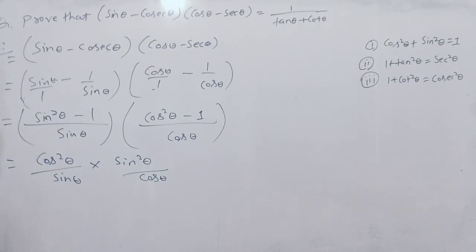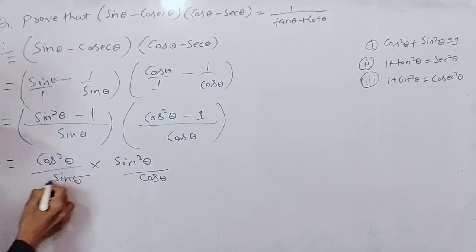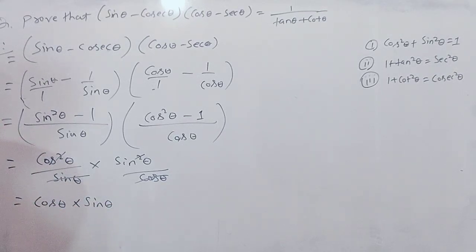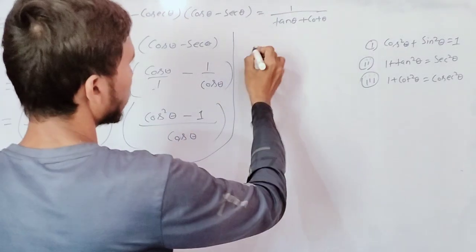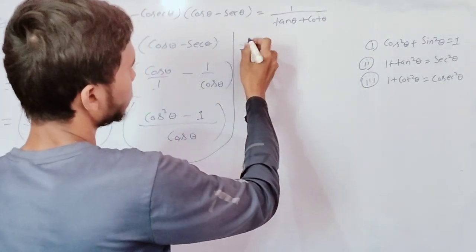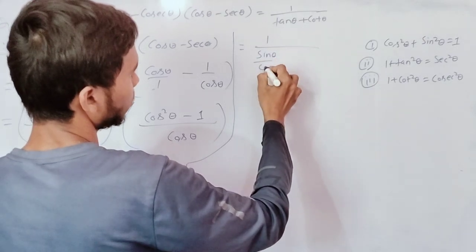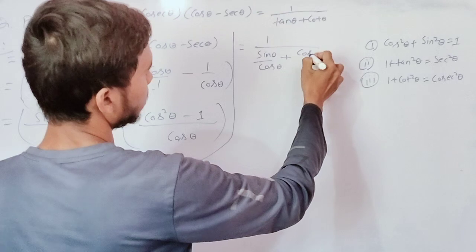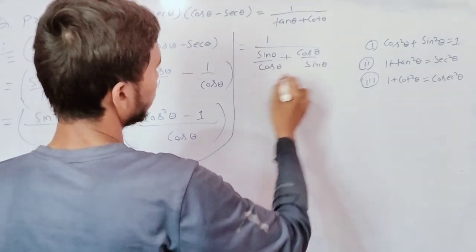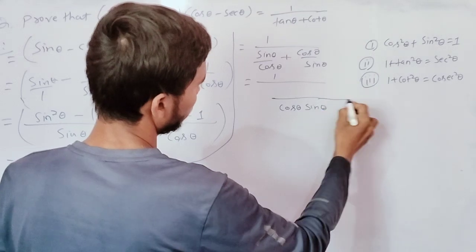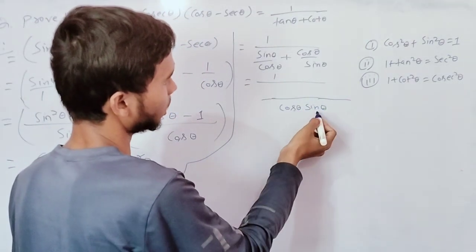Okay. Now here what can we do? As you can see, we have cos theta into sin theta. Now what about this? It is telling you 1 upon tan, so sin theta upon cos theta. Clear? Now plus this, cos theta upon sin theta. Now here 1 upon cos theta into sin theta. Clear? No problem. So yeah, it is the same.